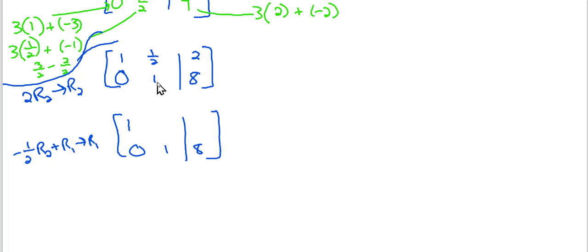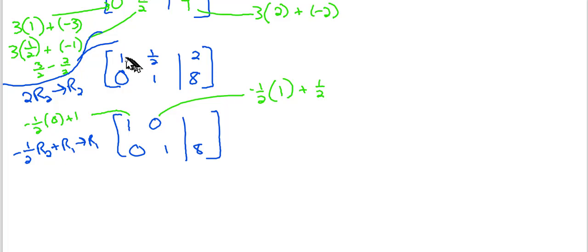For the second column, we do negative 1/2 times this 1. Let's see. That's negative 1/2 plus 1/2 is 0. Maybe I should write these so you can see where these come from. This comes from negative 1/2 times the row 2 entry is 1 plus the row 1 entry is 1/2. And this one came from negative 1/2 times 0 plus the row 1 entry was 1.